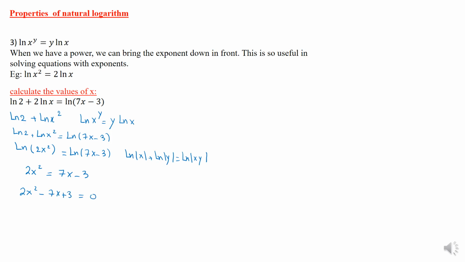This can be factorized as (2x minus 1)(x minus 3) equals 0. So 2x minus 1 is 0, or x minus 3 is 0. x is half. This is accepted. Always when we have a condition for x, you have to write accepted or rejected. Or x equals 3, accepted. Both values are accepted since they are positive.